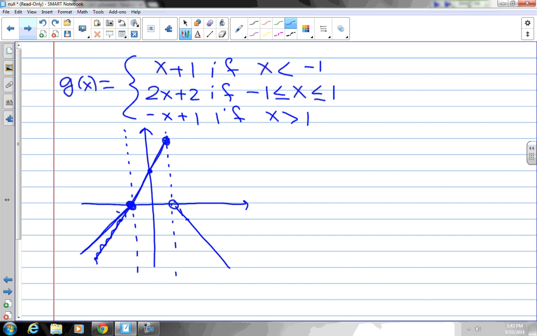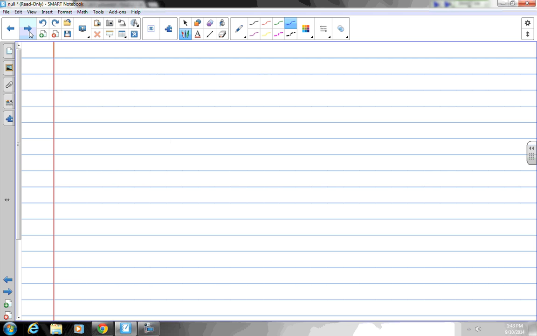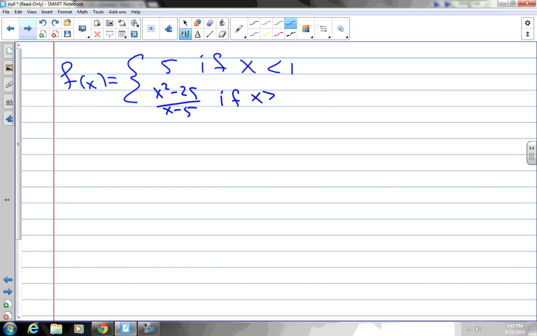Let's try this fun function. 5 if x is less than 1, and x squared minus 25 over x minus 5 if x is greater than or equal to 1.